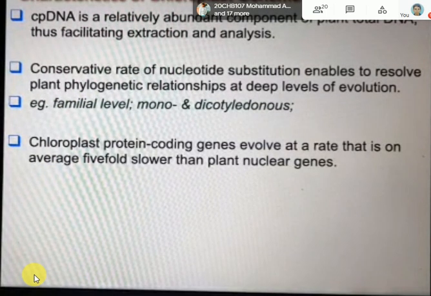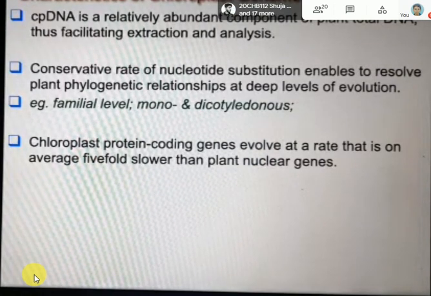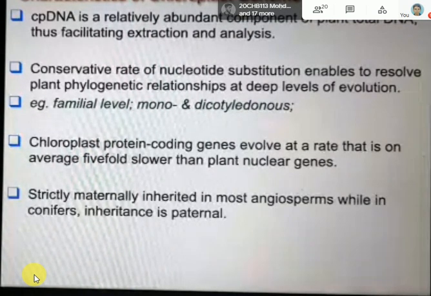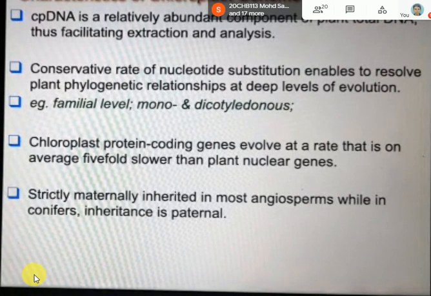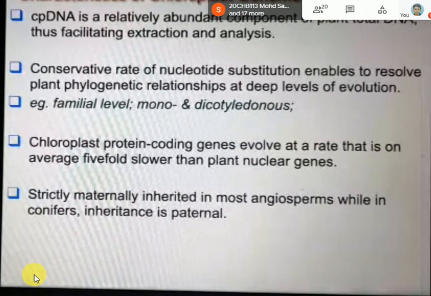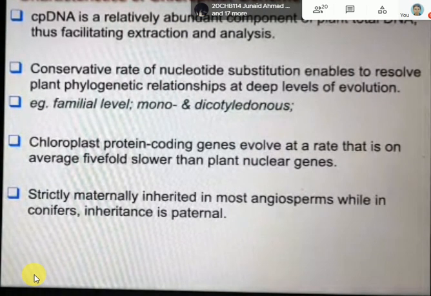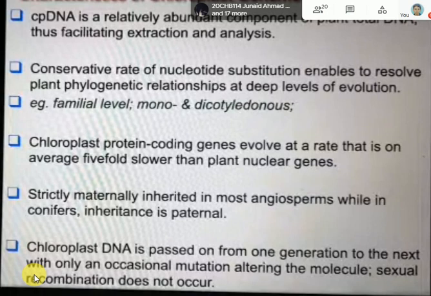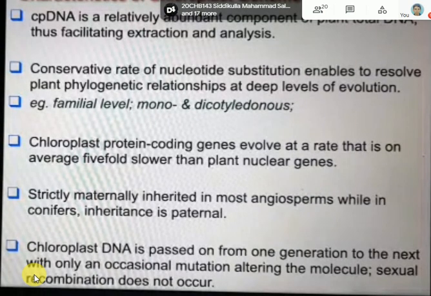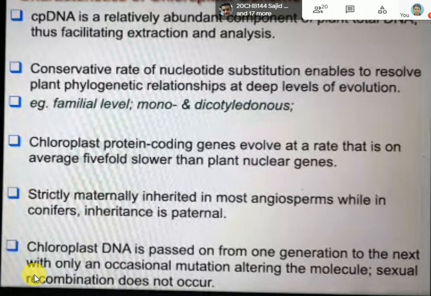Chloroplast protein coding genes evolve at a rate that is on average five-fold slower than the plant nuclear genome. It is strictly maternally inherited in most angiosperms, while in conifers it is inherited paternally. The chloroplast DNA is passed on from one generation to the next with only an occasional mutation altering the molecule.